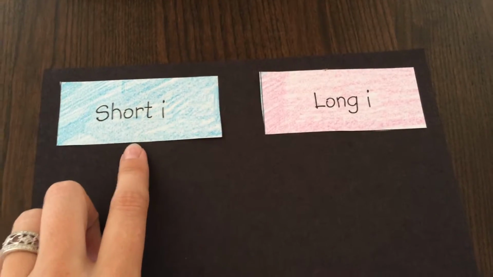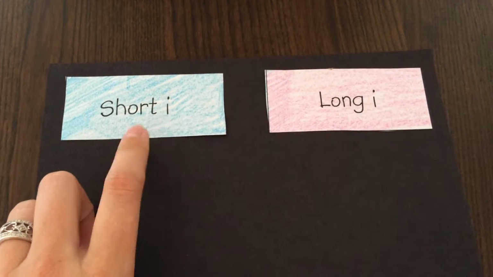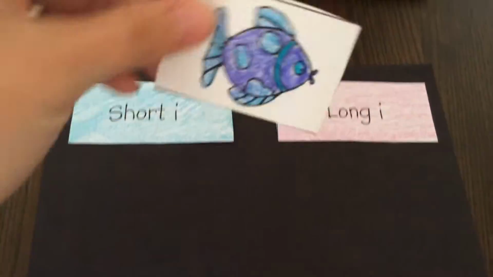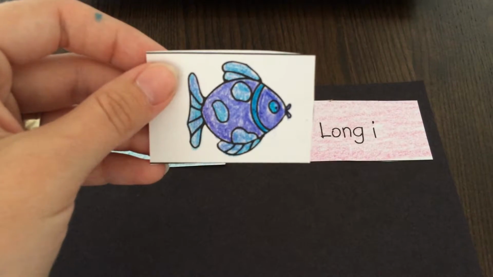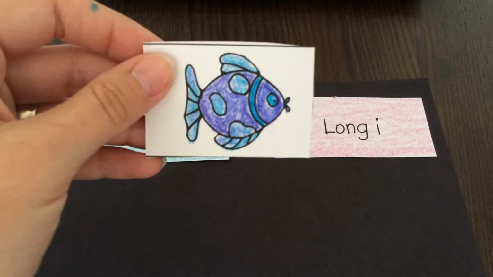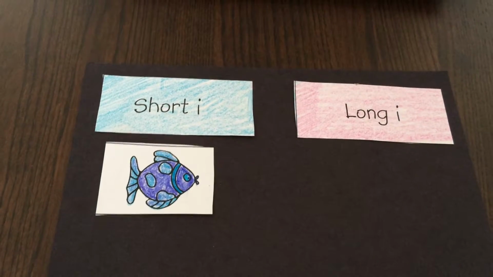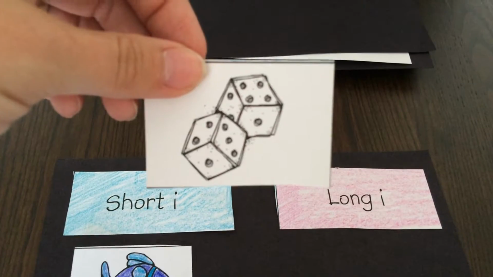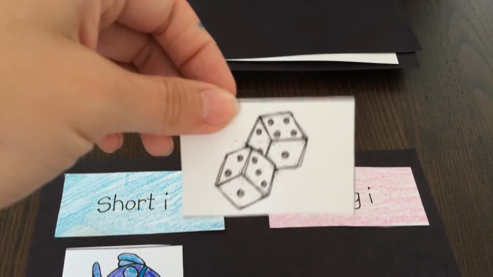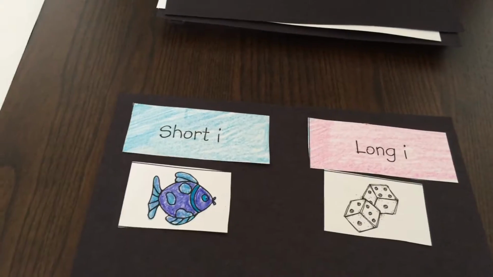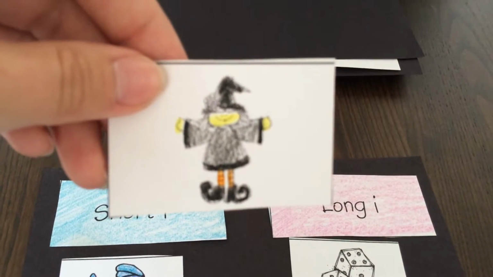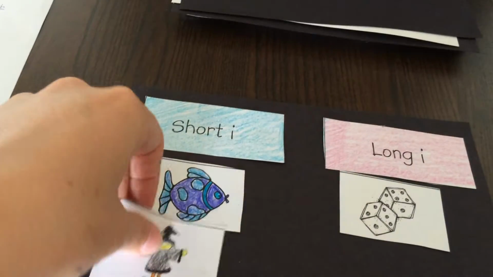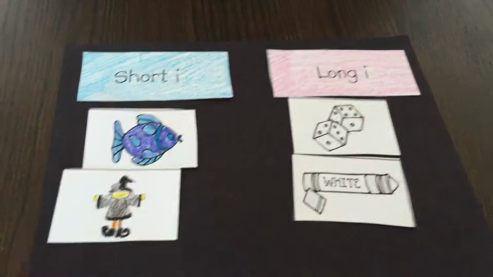So first I would ask students what sound a short I makes, which is the I sound, and what a long I makes, which is of course the I sound. So fish, fish. Do you hear short I or long I in fish? Short I. Dice, dice. Do you hear short I or long I in dice? Long I. Witch. Do you hear short I or long I in witch? Short I. So students can continue sorting these.